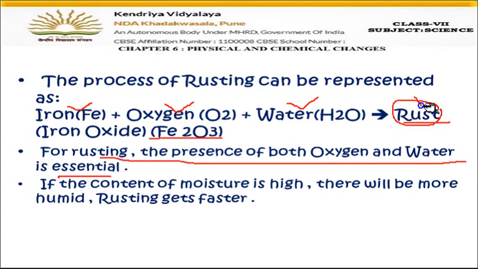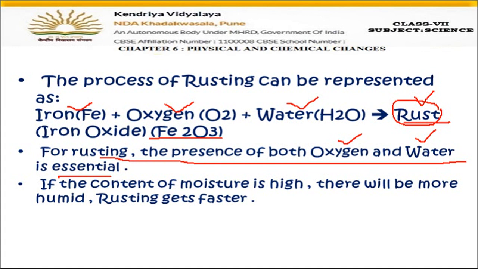For rusting, the presence of both oxygen and water is essential. This red color substance is only formed when oxygen is present as well as water is present. Both things are needed for the reaction to occur. If oxygen is there and water is not there, then rust will not be formed. If water is there and oxygen is not there, then also rust is not formed. So rust is formed when iron reacts with both oxygen and water.